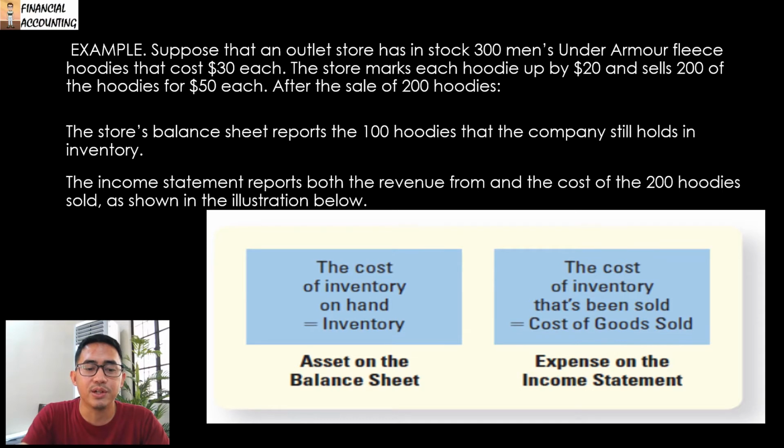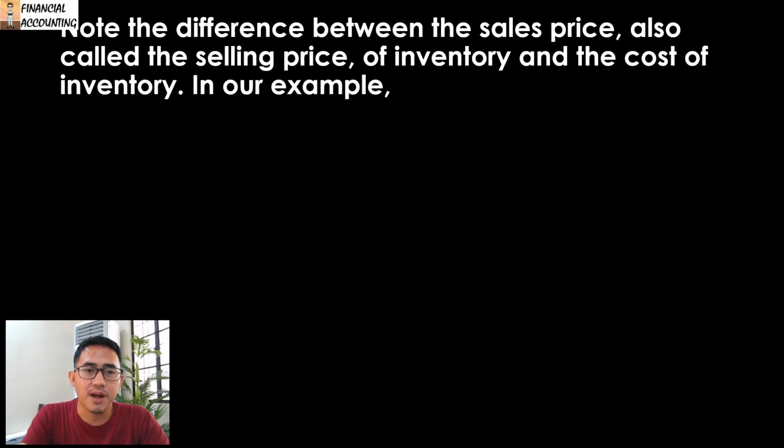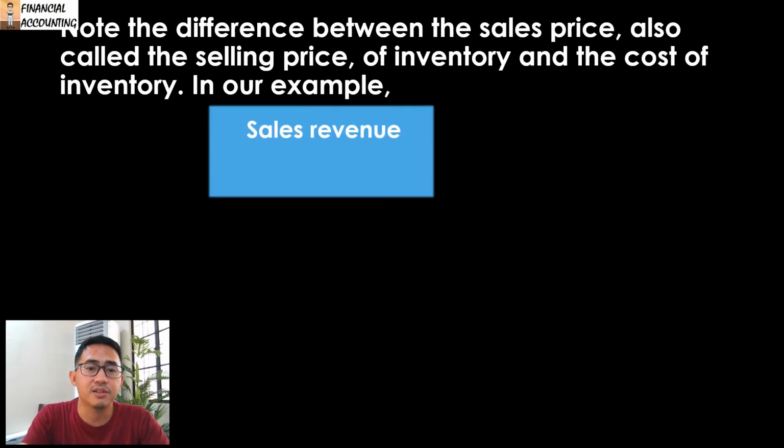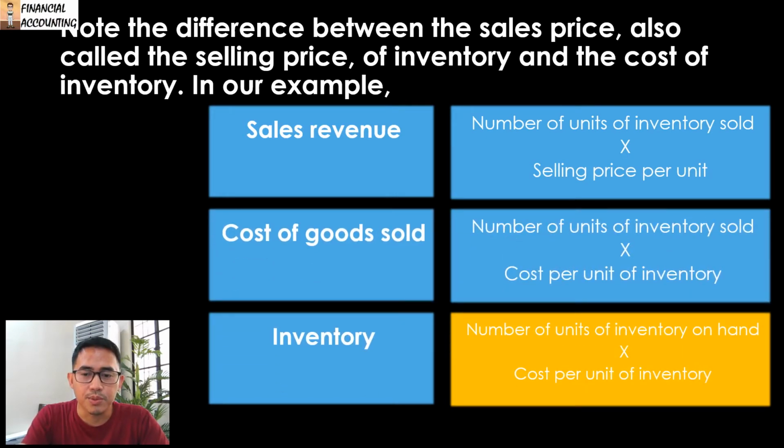Okay, the cost of inventory on hand, or the remaining inventory or unsold inventory, is an asset on your balance sheet, and the sold inventories are reported as expense on your income statement. Okay, note the difference between the sales price, also called the selling price of inventory, and the cost of inventory. So again, inventory is reported as asset, cost of goods sold is reported as expense, and sales revenue is reported as income.